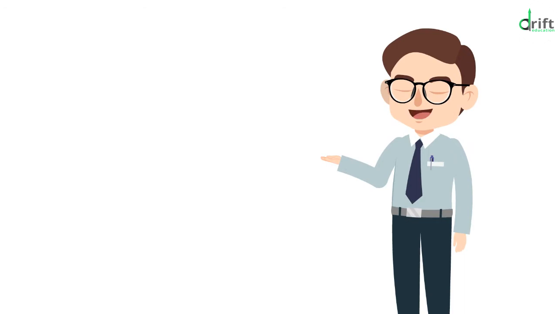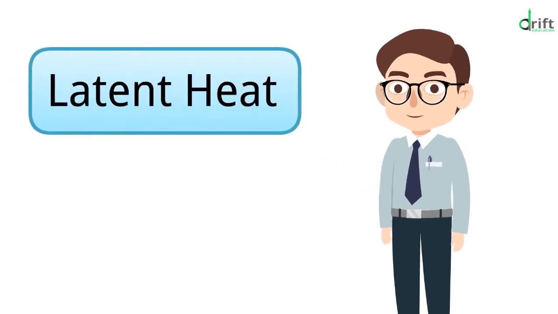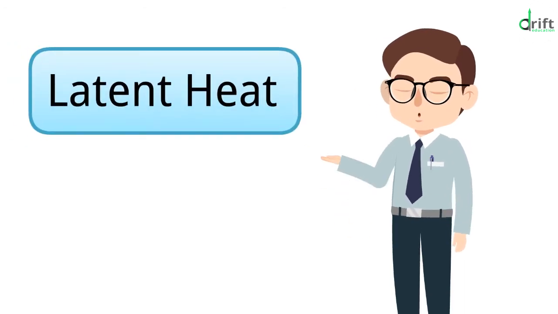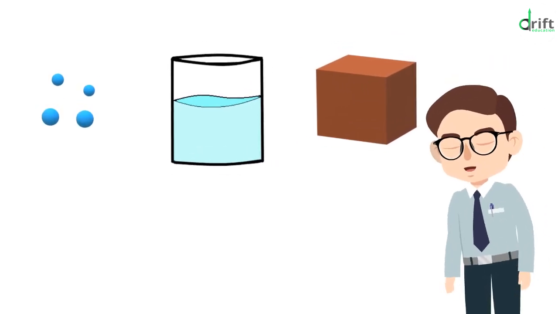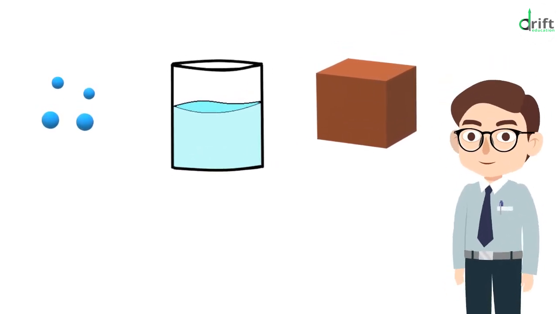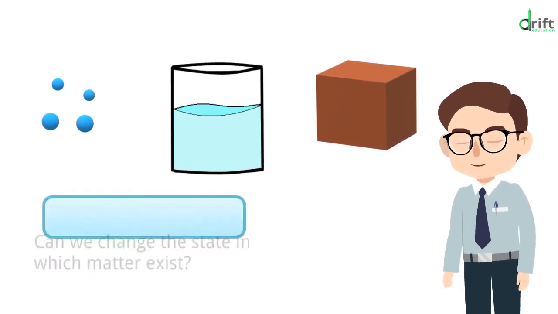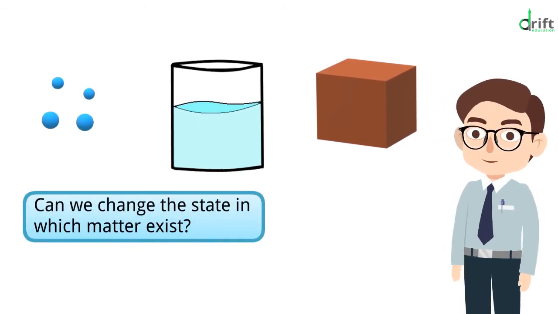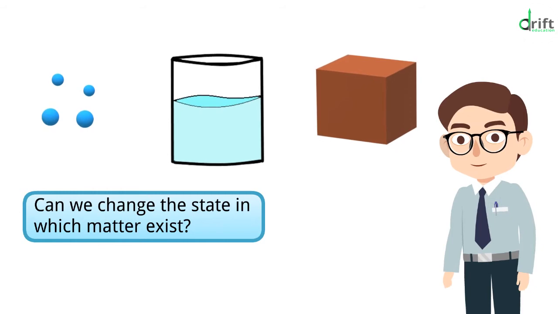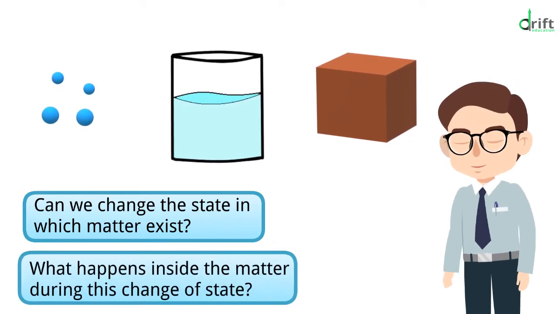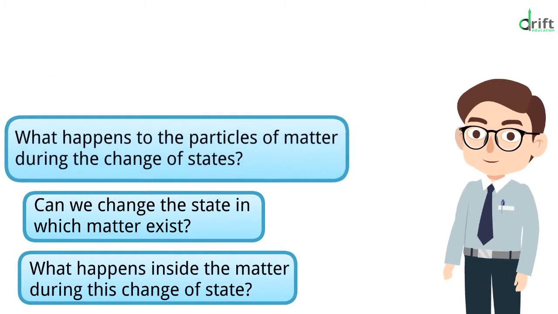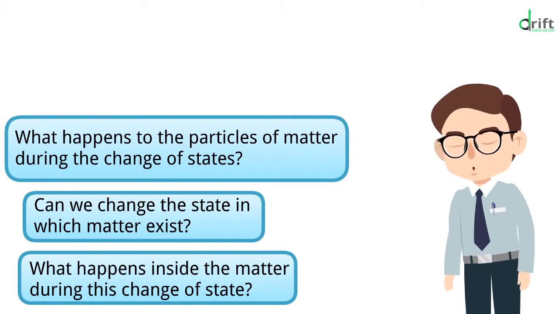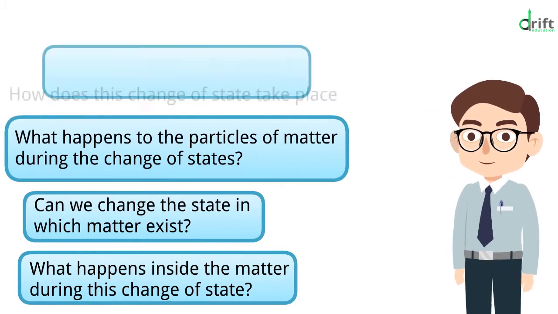Hello everyone. In this video, we are going to learn about latent heat. Does matter exist in all the three forms? Or can we change the state in which matter exists? What happens inside the matter during this change of state? What happens to the particles of matter during this change of state? How does this change of state take place?